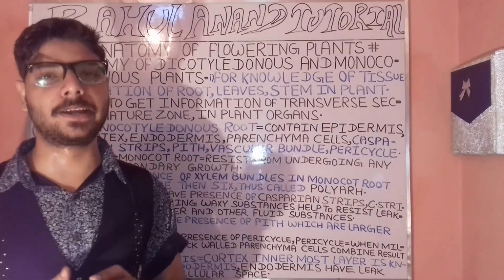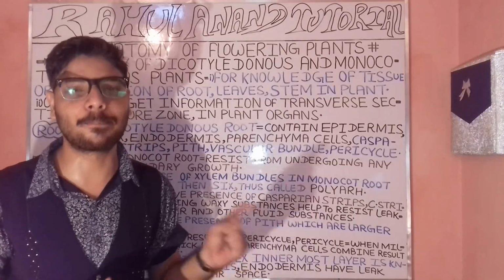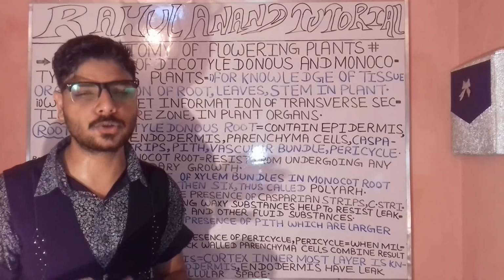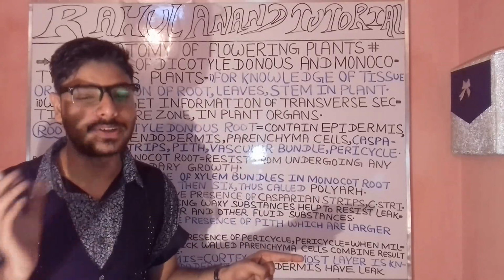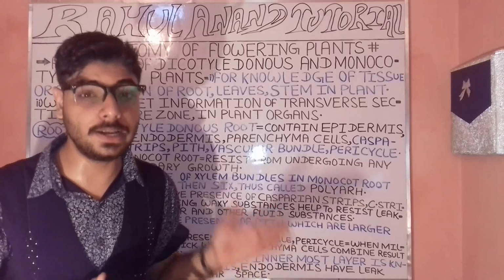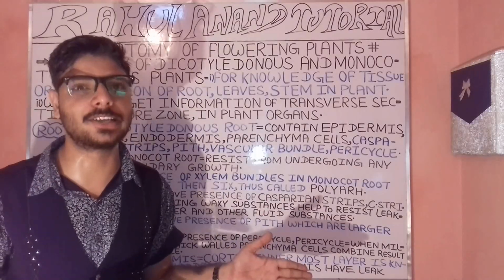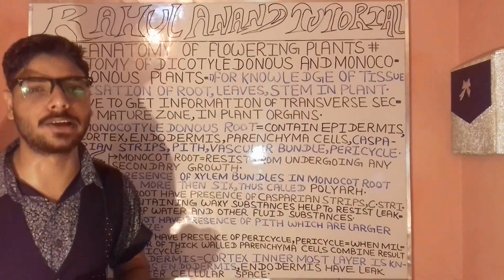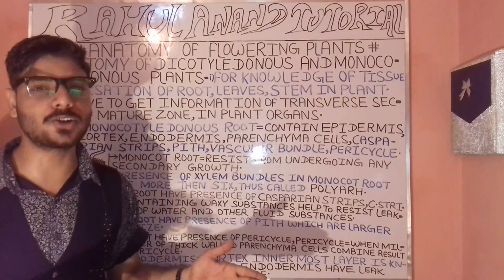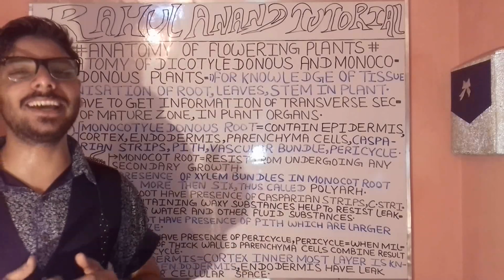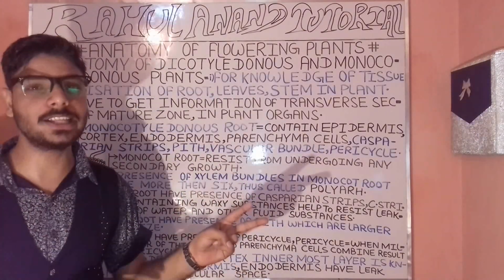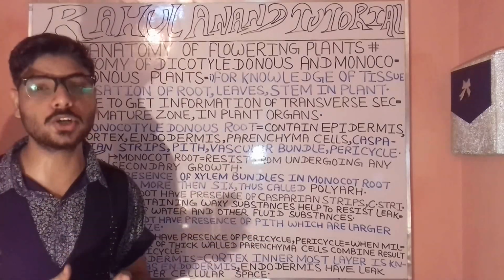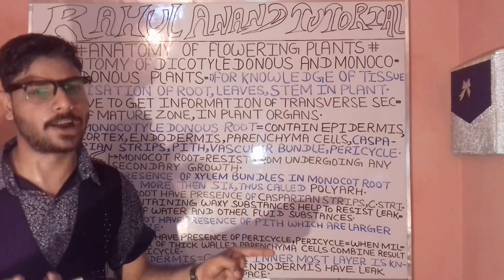When we are talking about the epidermis, it is nothing else but the outermost layer of cells, the protective layer. It is composed of a single layer of cells. Then the epidermal appendage. In this case, we have hair-like projections. When these hair-like projections are present in the shoot region, they are known as trichomes.